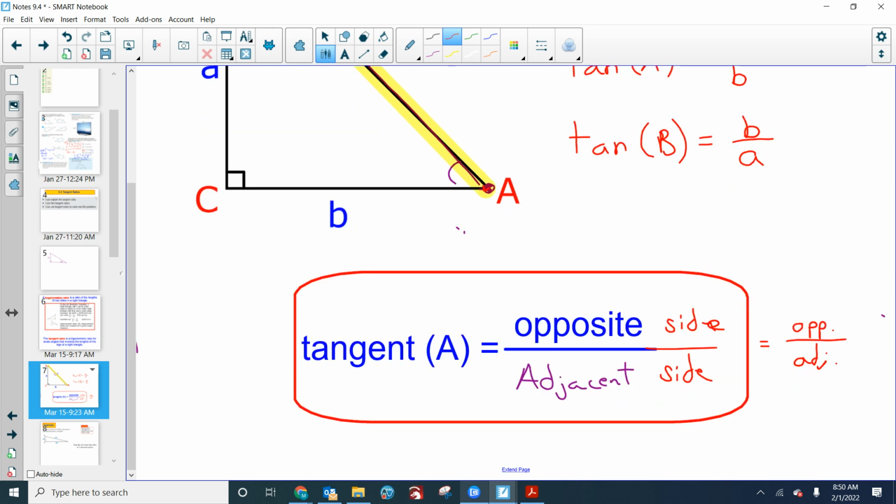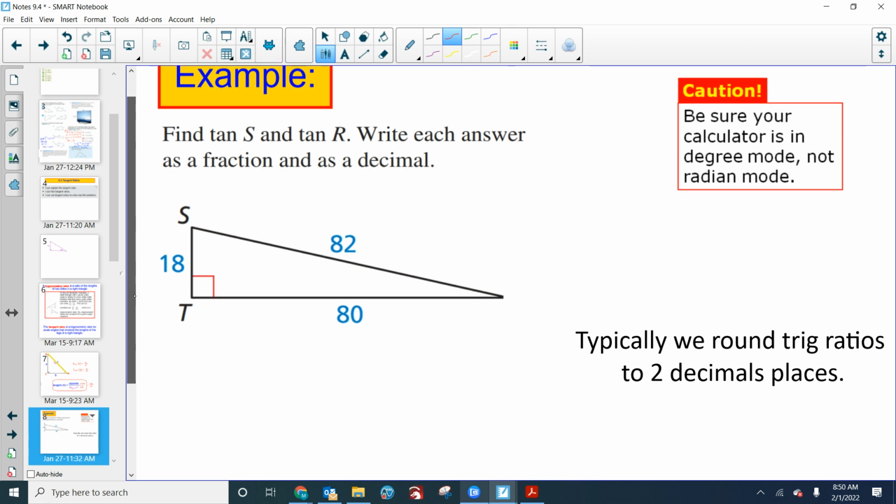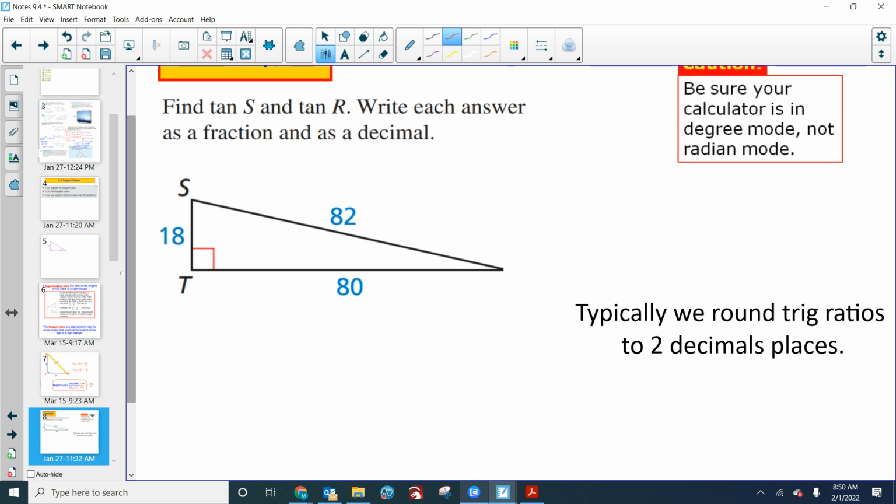All right, let's do an example here. Now, we're kind of taking little baby steps here. We're not solving for anything yet. By the time we're done today, we're going to solve for missing sides and triangles. Right now, we're just setting them up. So we're kind of working backwards. Find the tangent of S. Okay, so the tangent, and I like to put parentheses, tangent of S. And I know it's going to be a ratio. And then they ask me for the tangent of R. And it's going to be a ratio. Write each answer as a fraction and as a decimal.